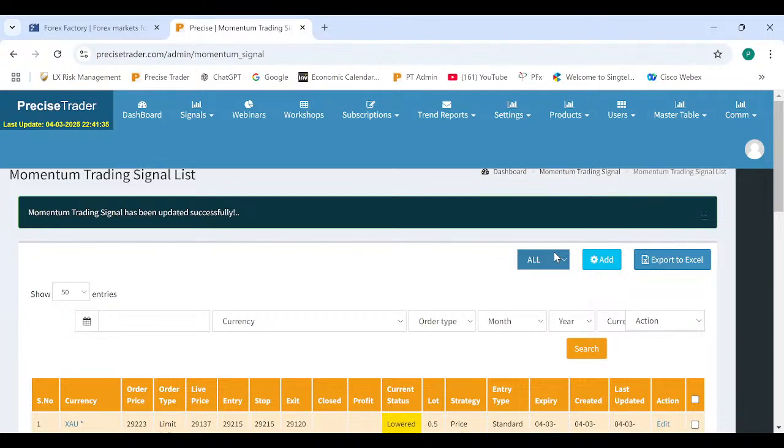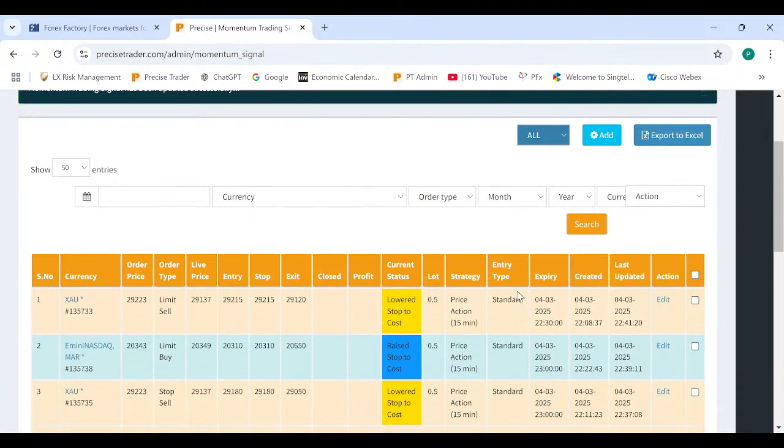I think the 12 is already booked. In fact, I closed at 11 and a half. This profit is already taken.